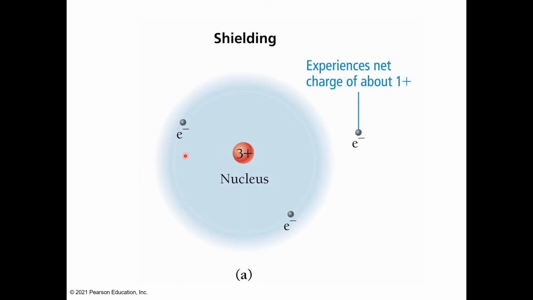There are 2 electrons in the lower energy level and 1 electron further out from the nucleus. So this electron here only experiences a +1 charge. When we use the Z effective equation, our Z is 3, our S is 2 because of these 2 core electrons, these 2 electrons in the lower energy level. So 3 minus 2 is +1. Our 2 electrons are shielding this outer electron from the +3 charge.